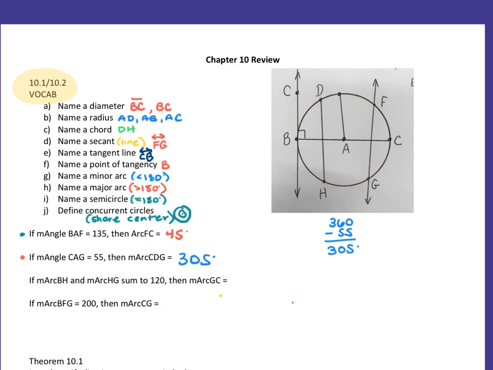Okay, then comes arc BH. So BH is here. And it's saying BH and HG sum to 120 degrees. It wants you to find GC. So again, we've got a semicircle down here, this whole thing would be 180 degrees. If we did 180 minus the 120, we get what's left over, which is CG, 60 degrees.